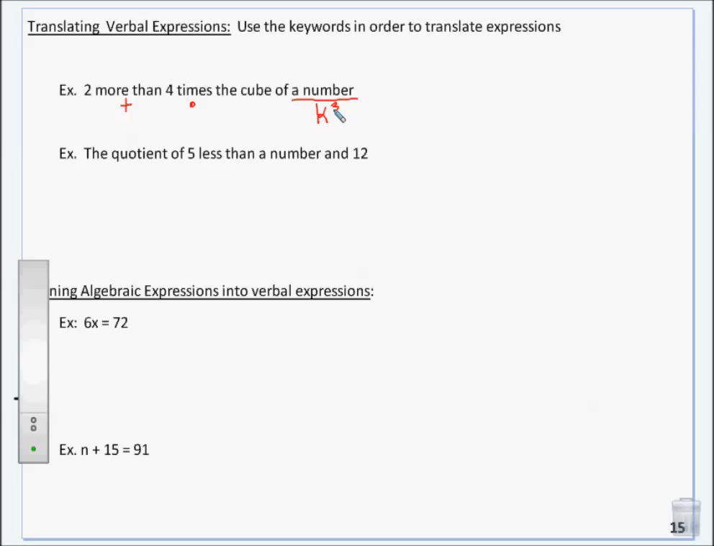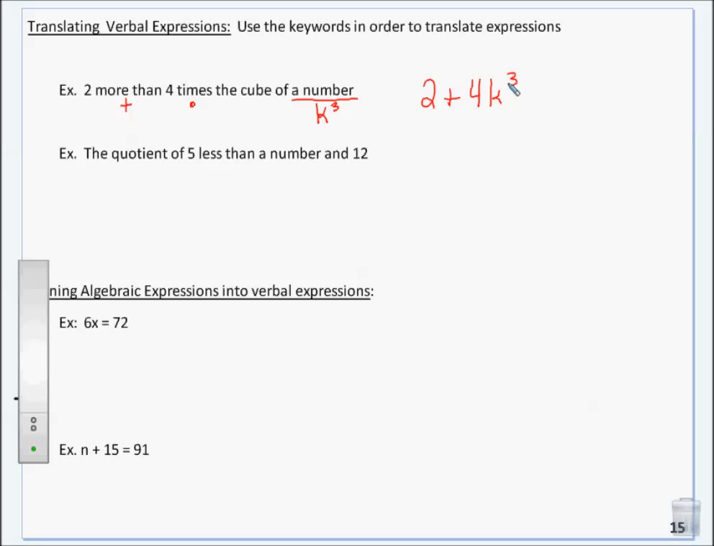So we've got 2 more than 4 times K cubed. So 2 plus 4K cubed. Now this is just an expression. There's not going to be an equal sign unless it says "is" something, or "yields," or "gives," one of the words that mean equality.